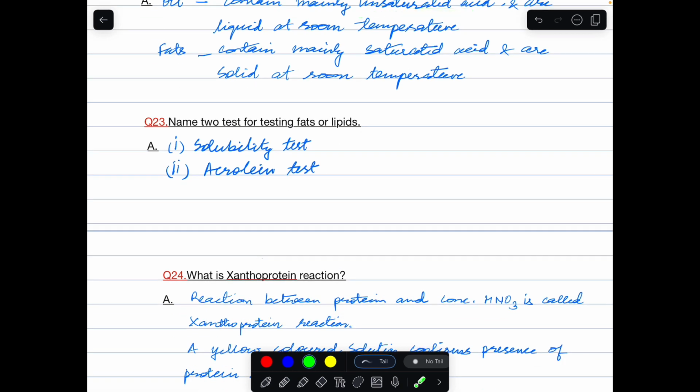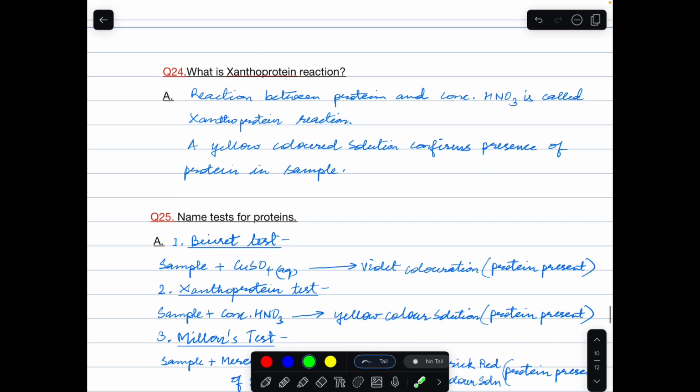Name two tests for testing fats or oils. So the two tests are solubility test and the acrolein test. What is xanthoprotein reaction? A reaction between a protein and concentrated nitric acid is called the xanthoprotein reaction.